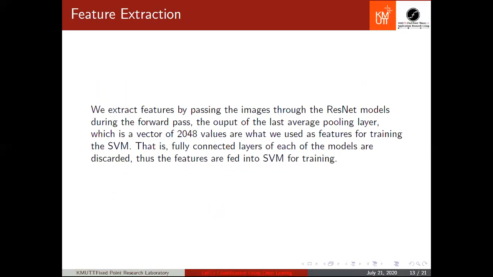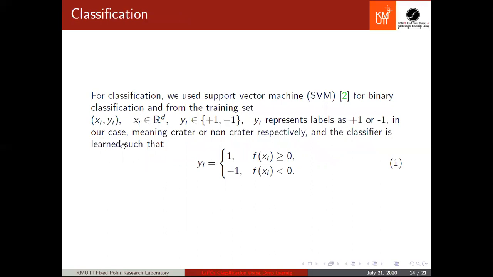For feature extraction, the features are extracted by passing the images through the ResNet models during the forward pass, and the output of the last average pooling layer is what we use as the features. These extracted features are fed into a support vector machine for classification, meaning that the fully connected layers in each of these three models are discarded. For classification, as I said earlier, we used a support vector machine for binary classification, and the labels +1 and -1 represent crater and non-crater respectively. The classifier is learned such that this equation holds.